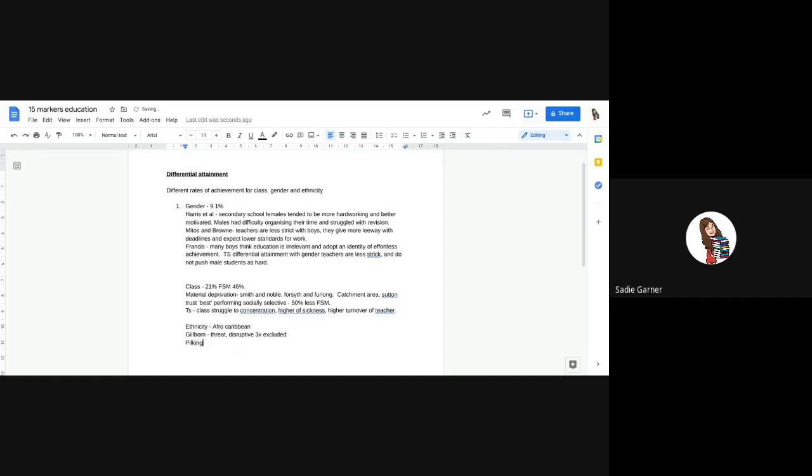Pilkington, evidence of racially discriminatory practices in the allocation of pupils. I generally use the same 3. Checking it's definitely recorded. Evidence of racially discriminatory practices, and then Gilbourne and Ball.